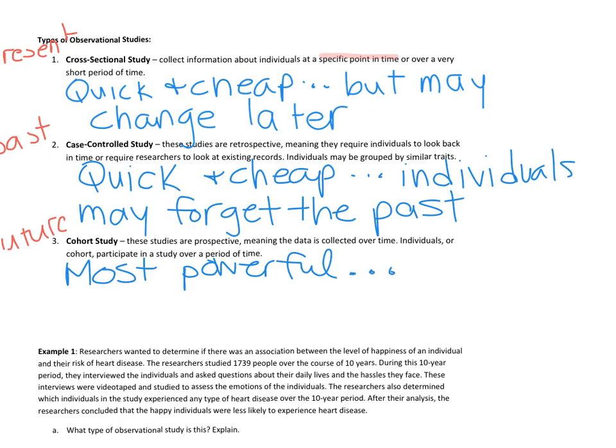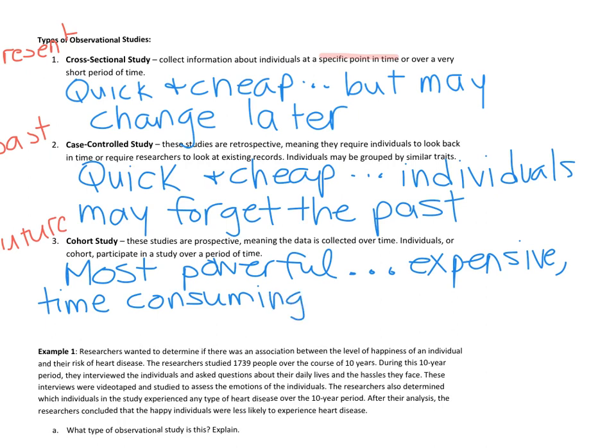But, of course, there's always a con. It's no longer quick and cheap. It's more expensive. It's more time-consuming, since we're following them around for years. And if we're dealing with humans, humans have free will. They're allowed to drop out of the experiment, either willingly or maybe illness or death, something like that. So individuals may also drop out.